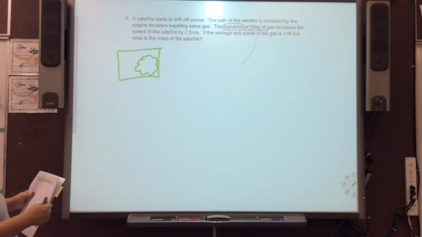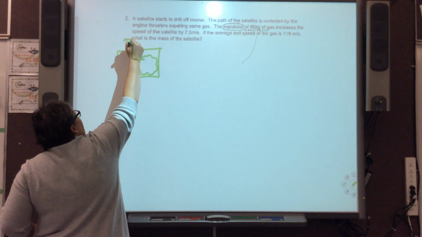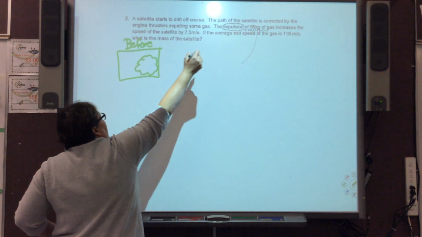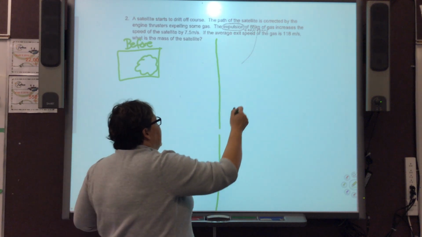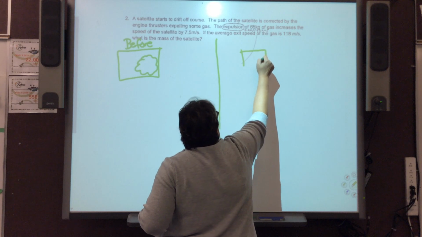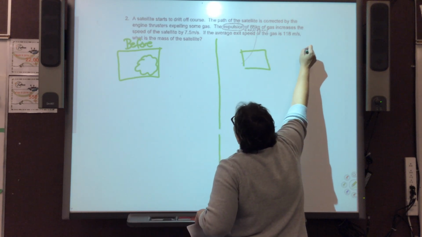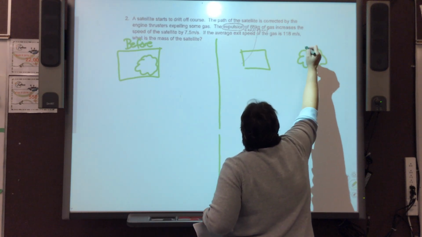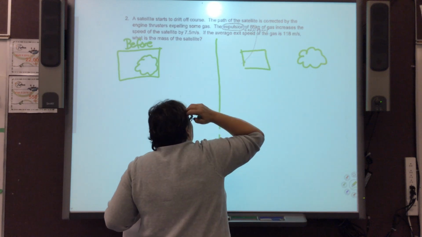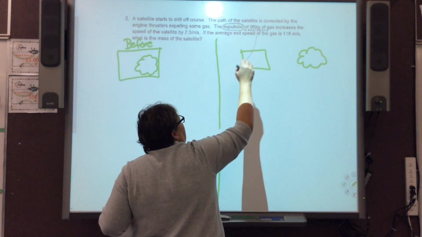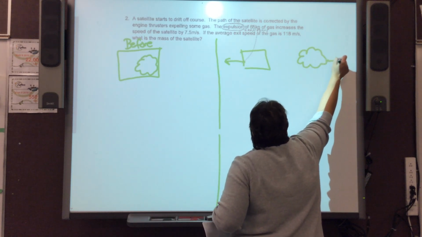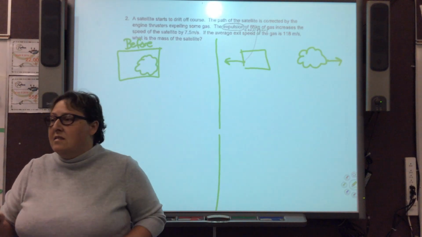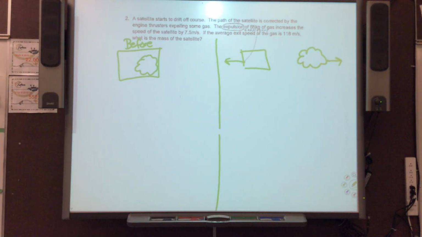So what we see is this is our before, and then our after looks like the satellite going in one direction and the thrusters going in another direction. Okay? Because the force of them pushing away is going to send the satellite. So we're just going to arbitrarily pick them doing this. Nothing in there says one goes east and one goes west.